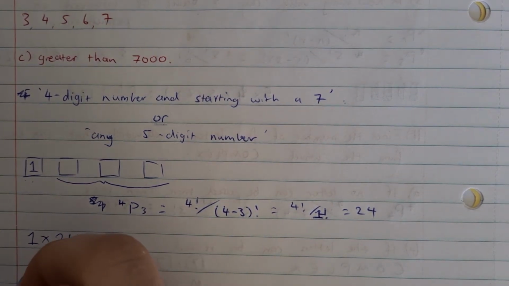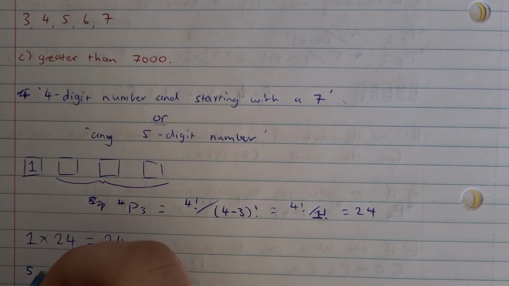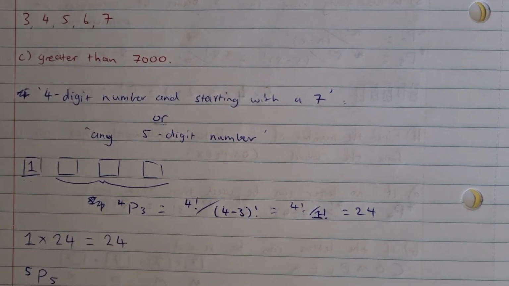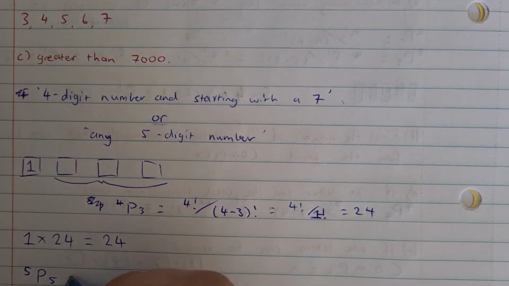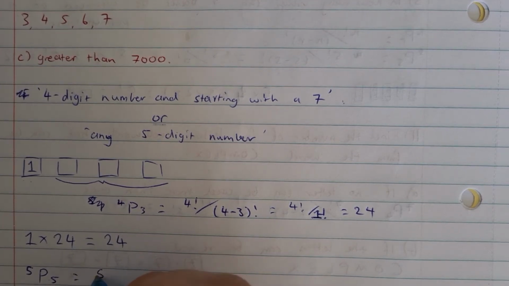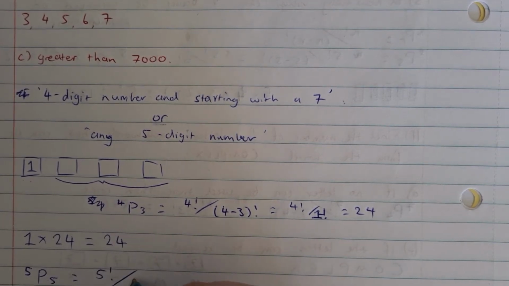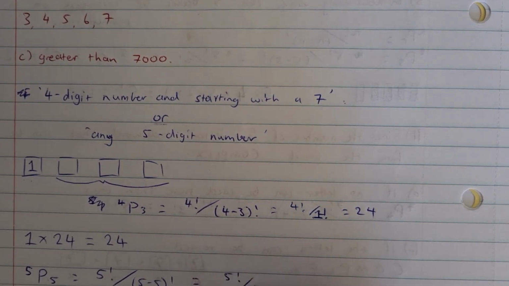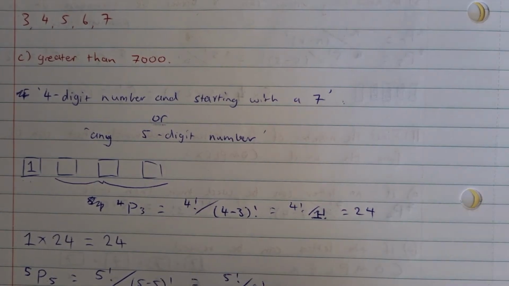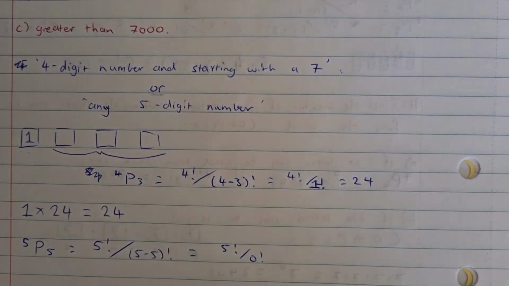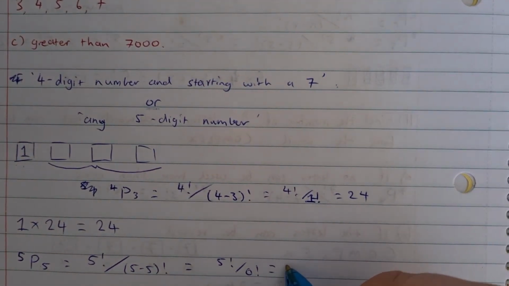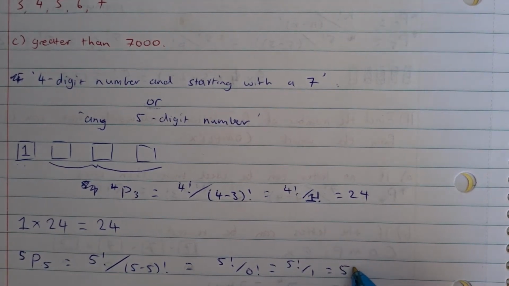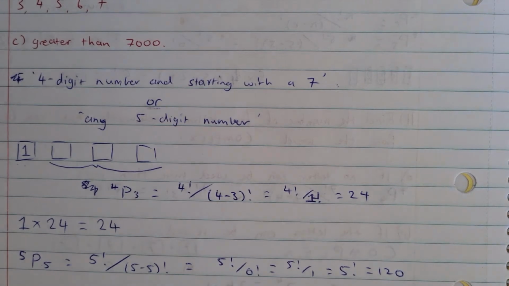We have 5 numbers to choose from, and we're choosing 5 of them. So how many ways can we arrange these 5 different numbers? It's 5P5, so we've got 5 factorial over (5 minus 5) factorial. That gives us 5 factorial over 0 factorial. Remember, 0 factorial is 1. So that simply gives us 5 factorial over 1, which is 5 factorial, which is 120.